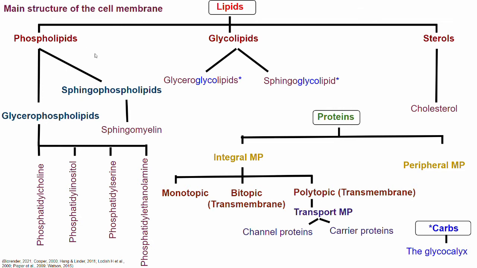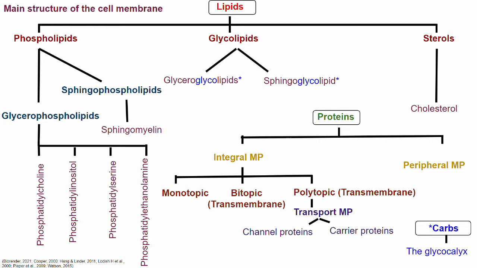Now, there are two main subgroups of phospholipids that are common within the cell membrane. We have something called glycerophospholipids, and we have something called sphingophospholipids. Now, these are phospholipids that are attached to something called sphingosine, and these are phospholipids that are attached to something called glycerol. Now, glycerophospholipids are the most common phospholipids and the most common lipids overall within the cell membrane.